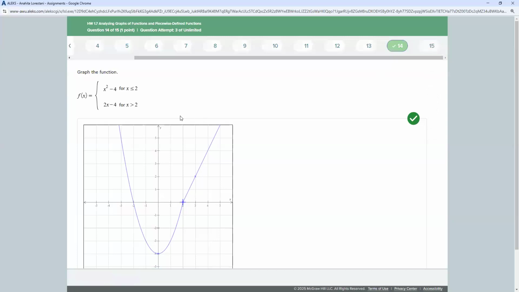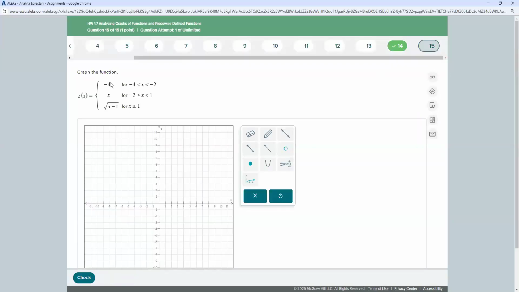So let's go and graph one more. We want to graph this one. So for this one, we have 3 pieces for this piecewise function. We have a constant function. Negative 4 is considered a constant function because you have y is equal to negative 4. Negative x is y equal to negative x. We call that a linear function because the graph will be a line.